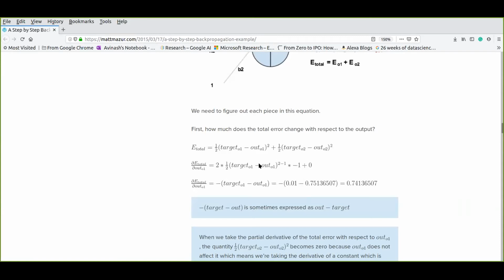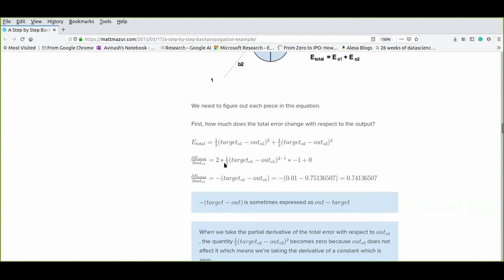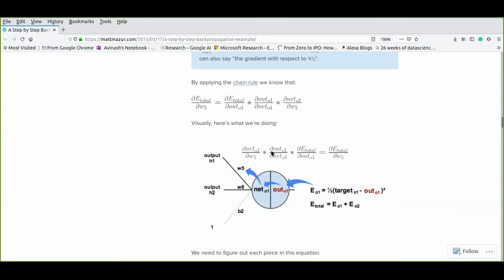We have minus output O1 here, which means that its derivative is minus 1. That's where this minus 1 comes from. And now when we finally solve this, we get this value. So we have now calculated the value for this term. Now we have to take care of the other two terms here.